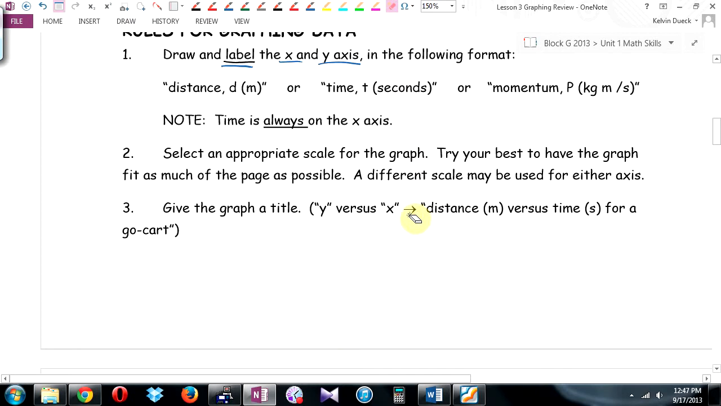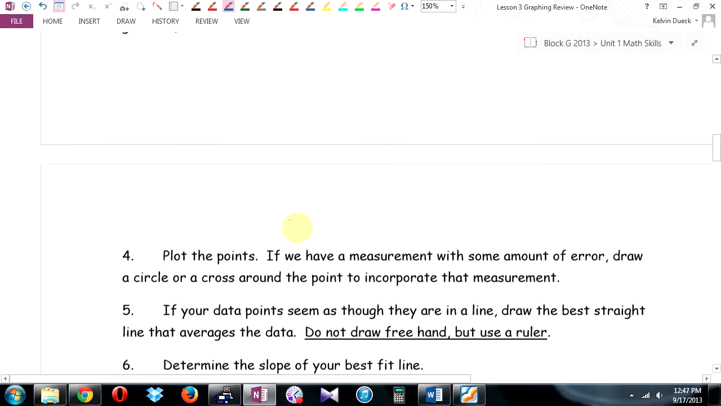Common mistake number 2. Kids forget to give the graph a title. The easiest title is whatever's on the y-axis versus whatever's on the x-axis. You can make up better titles than that. Graph of car rolling down a ramp. But if you're not sure, distance versus time title. Okay. Turn the page.